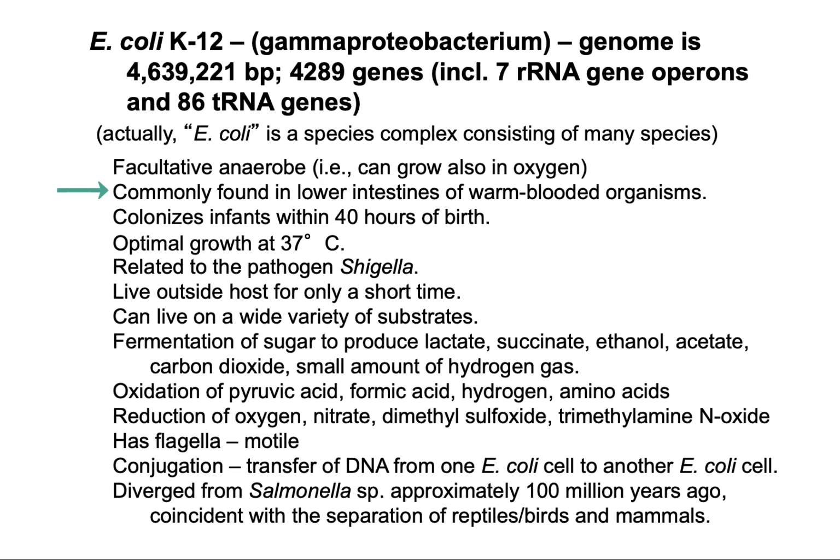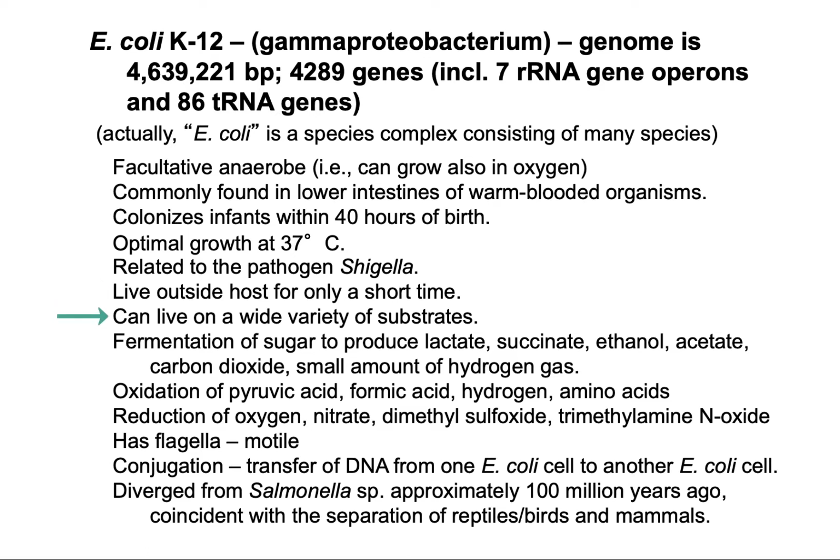It's commonly found in the lower intestines of warm-blooded organisms, and it colonizes infants within 40 hours of birth. That's one reason why the birth canal is so close to the anus, in that the infants are colonized very early, not only from birth, but also from drinking breast milk. Optimal growth is 37 degrees centigrade. As I've already said, it's related to Shigella, and it lives outside of the host for a relatively short time, but it can actually live there for hours to days, depending on where it is.